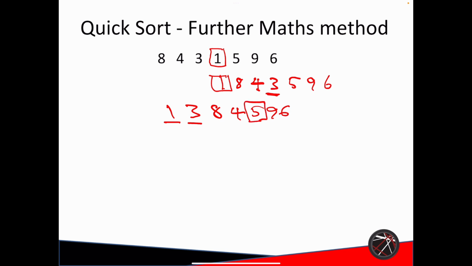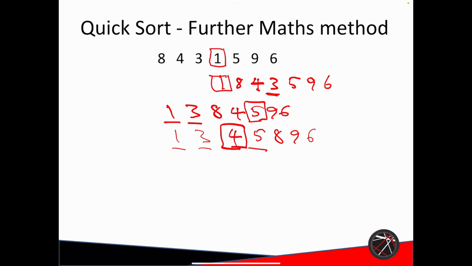So 8 goes onto this side of it. 4 will go onto the other side, or stay on the side it is currently, if you like. The 9 will go on this side, and then the 6. And then again, the 1 and the 3 were already in the correct position. So now I've used that as a pivot, that as a pivot, and the 5 as a pivot. You can see the 4, if I use that as a pivot, it doesn't actually move, so I don't need to do anything with that.